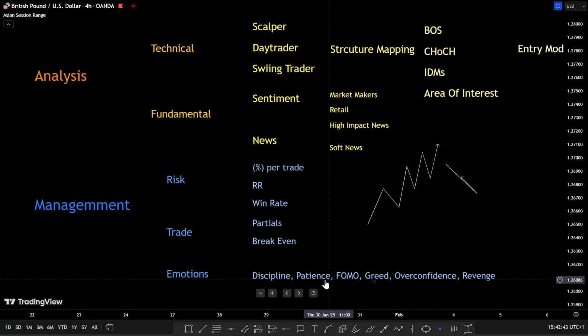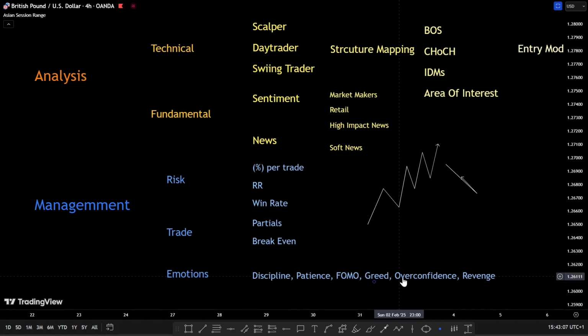You also have the patience. You have to be patient, wait for the market to come to your levels, and not be in a rush to take a trade. You also have FOMO, which is linked to patience, because FOMO is just the fear of missing out. So the fear of missing out on an opportunity will push us to take a trade even if the market doesn't come to our level, to our area of interest. So this is the fear of missing out on an opportunity.